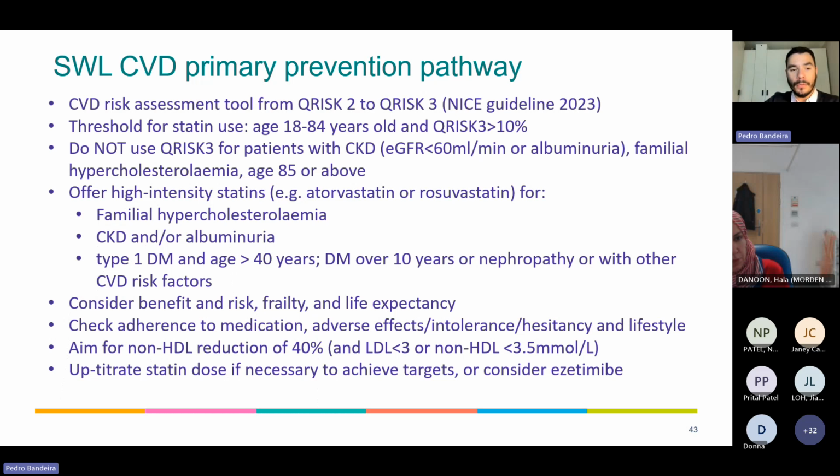However, it's also very important to consider benefit and risk and severity for specific patients, if you're doing this primary prevention strategy in primary care.